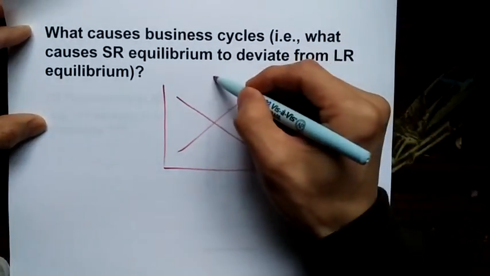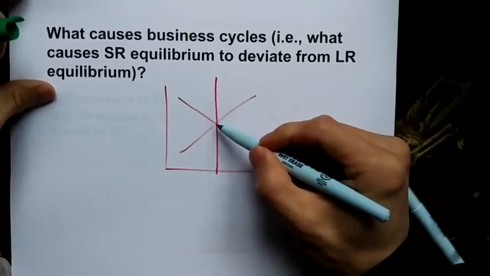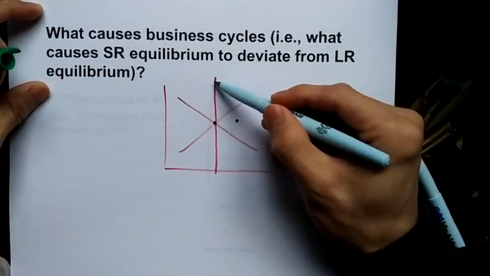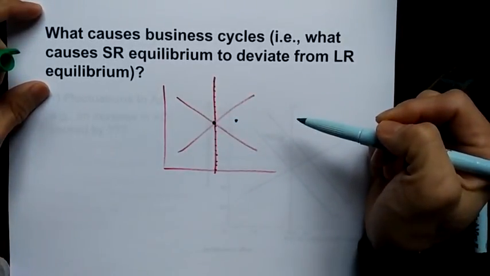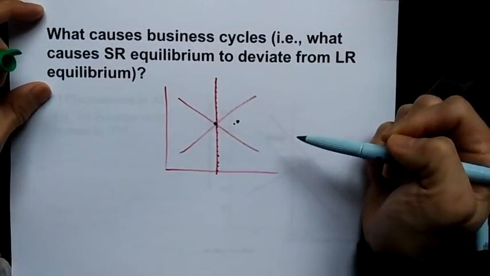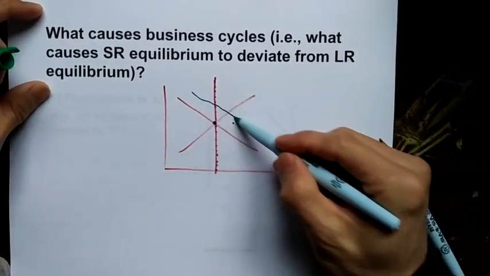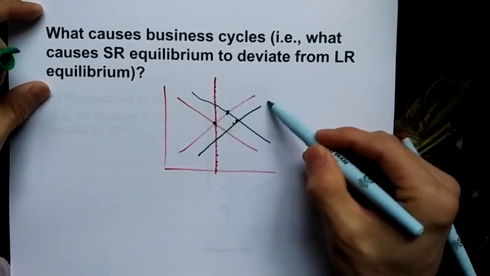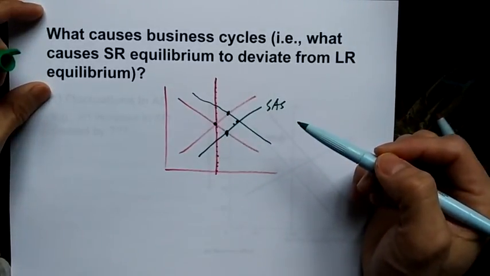This is the short-run equilibrium. This is the long-run equilibrium. What causes the short-run equilibrium to deviate from the long-run equilibrium? Remember, the long-run equilibrium must be on the long-run aggregate supply curve. So how can the economy deviate from the long-run equilibrium? Only two possibilities. Number one, the aggregate demand curve shifts. Number two, the short-run aggregate supply curve shifts. Right? Let me say it again.